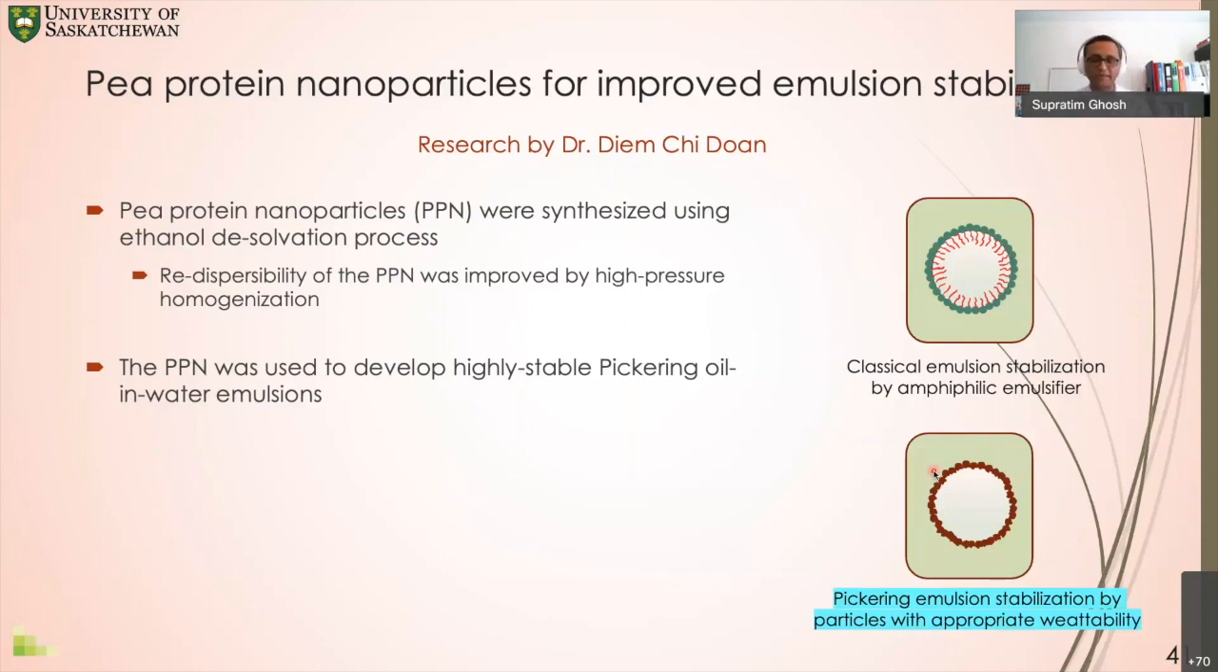So first of all, we wanted to see whether we can create nanoparticles from plant protein. Previous researchers have done that with whey protein and with zein protein, but we wanted to see whether pulse protein can also do that.